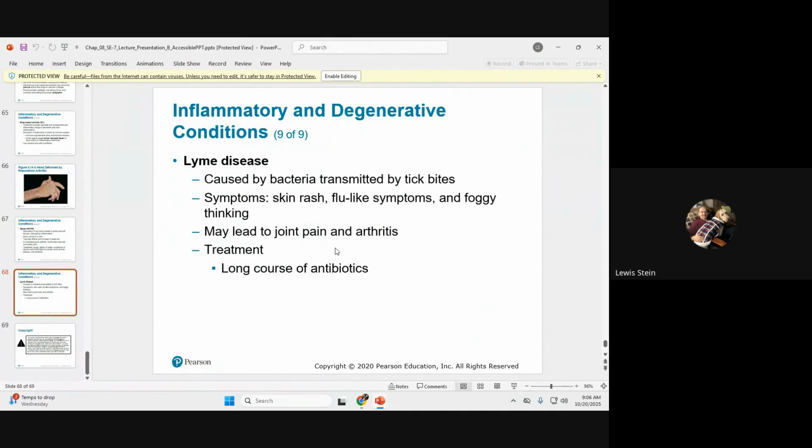The treatment, if it's discovered early, is antibiotics. The treatment, if it's discovered late, is antibiotics. It's just a matter of how long, and the sooner you get to it, the less likely, because there can be permanent damage. People can die from Lyme disease.